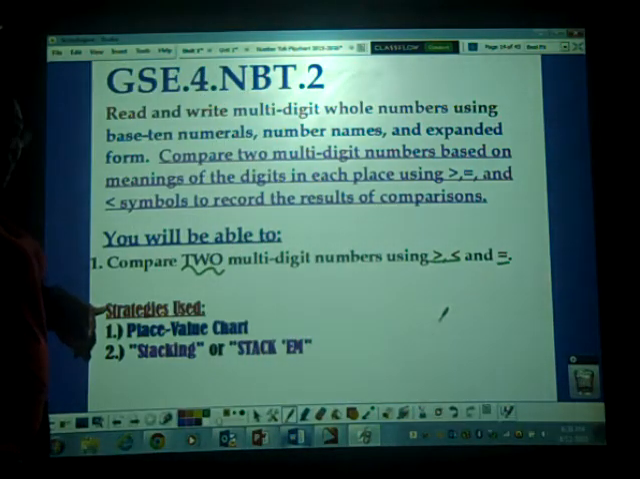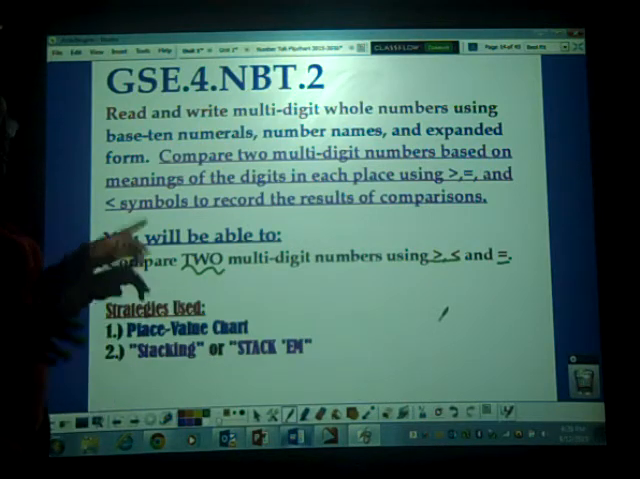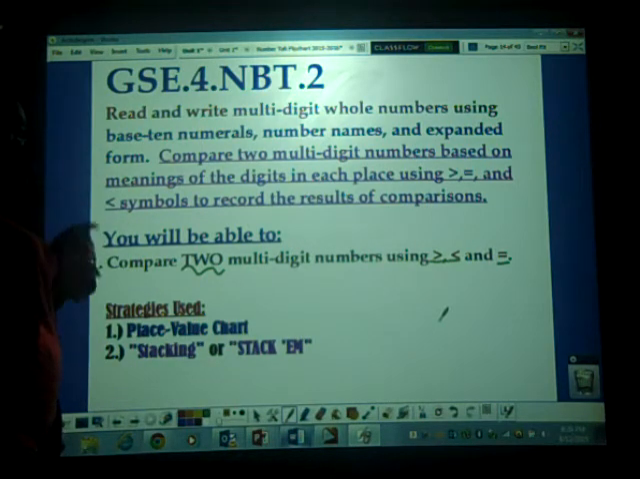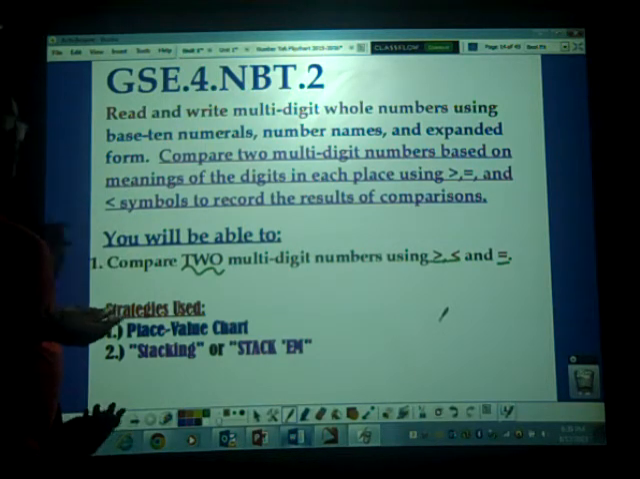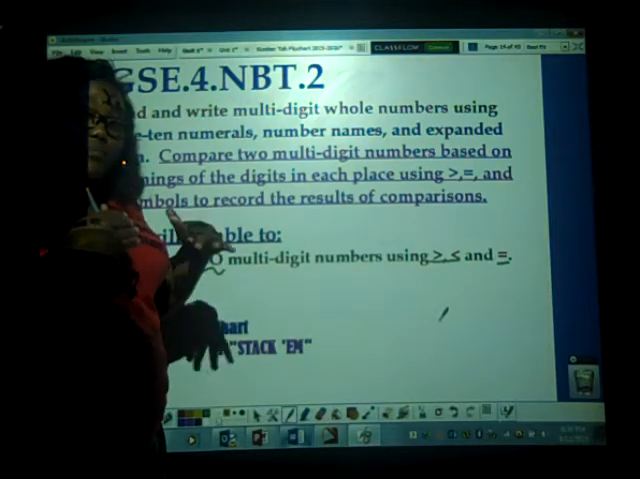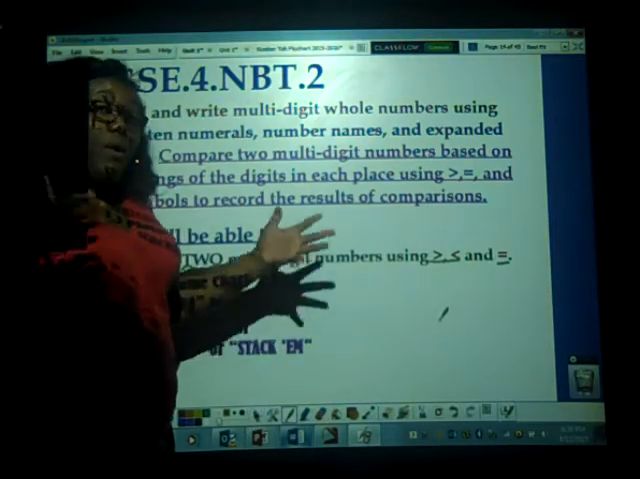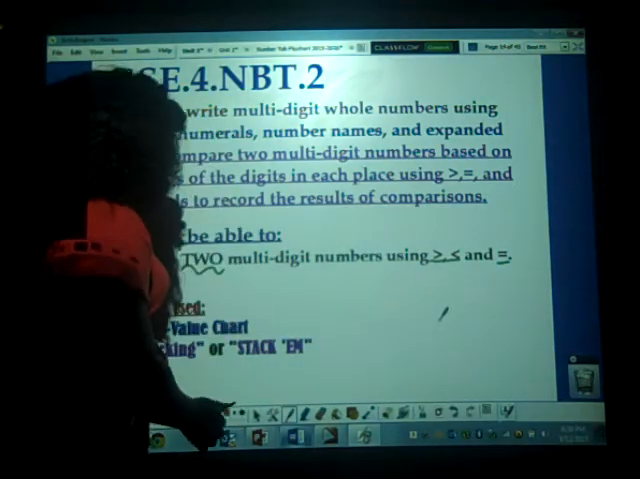Our strategies that we're going to use: place value chart, and we're going to say stacking, or I like to say stack them. I like to say that because it just sounds really funny. But literally we're going to stack the numbers and compare them to see which one is greater than, less than, or if they are equal to each other. Alright, so let's move on.